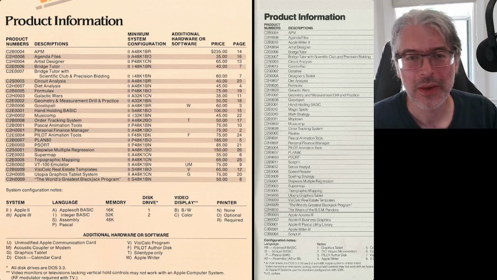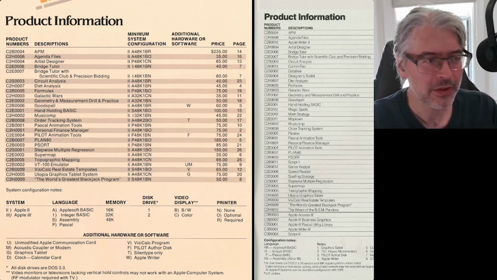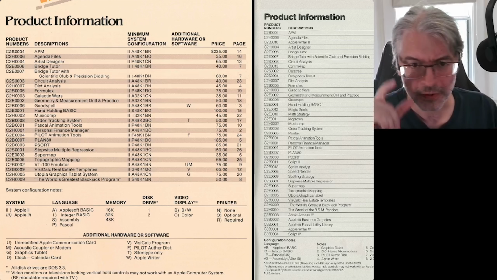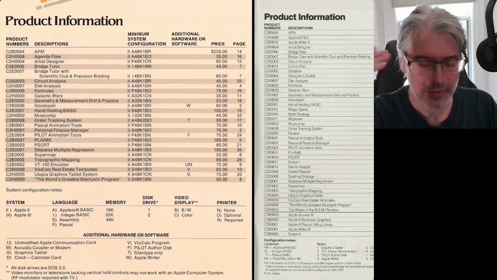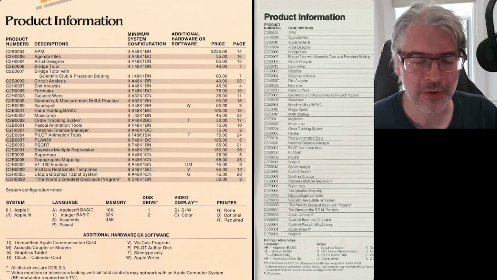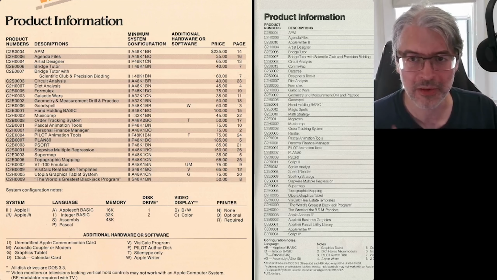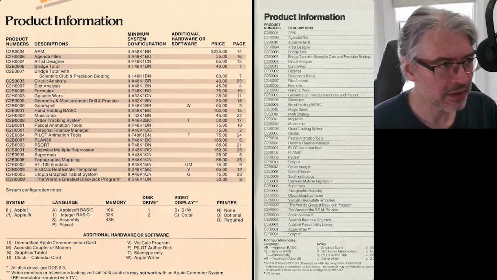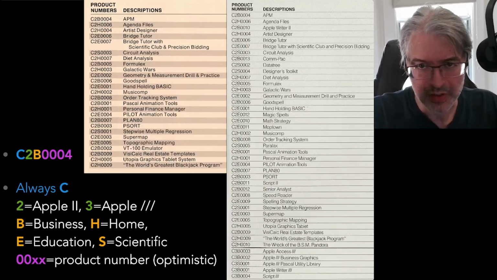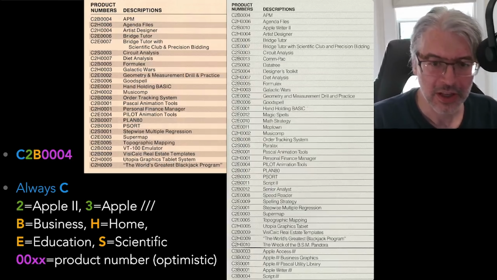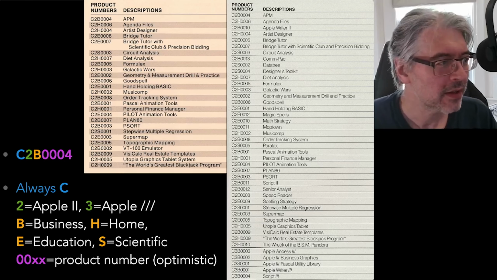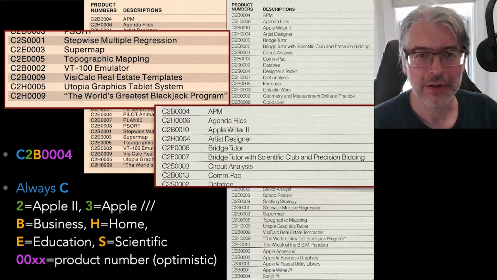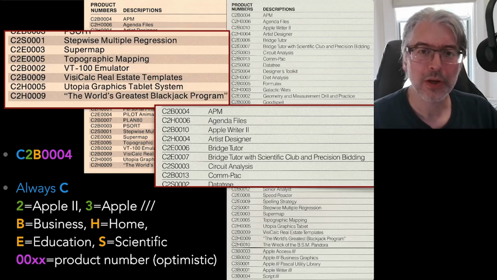But okay, so there wasn't a list of products for the first catalog, but here's the listing of products for the second and the third one. You can see it's kind of long on the third one, and less long in the second one. What I'm highlighting here is the product number.